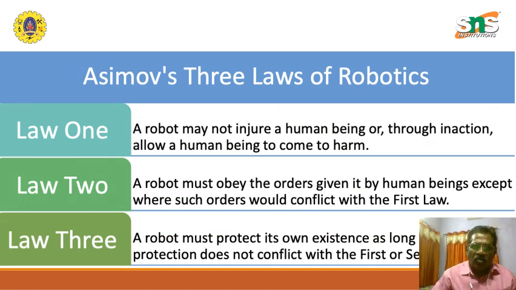The three laws of robots go like this. Law 1: a robot may not injure a human being or, through inaction, allow a human being to come to harm. So a robot cannot stand there allowing the human being to get hurt. Law 2: a robot must obey the orders given to it by human beings except where such orders would conflict with the first law. Law 3: a robot must protect its own existence as long as it can do so without coming into conflict with the first or the second law.